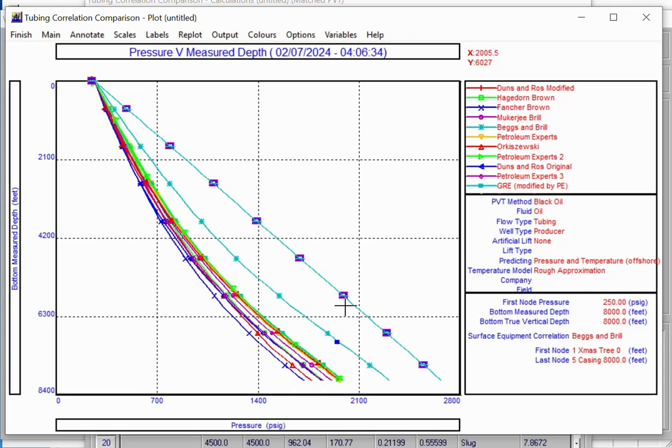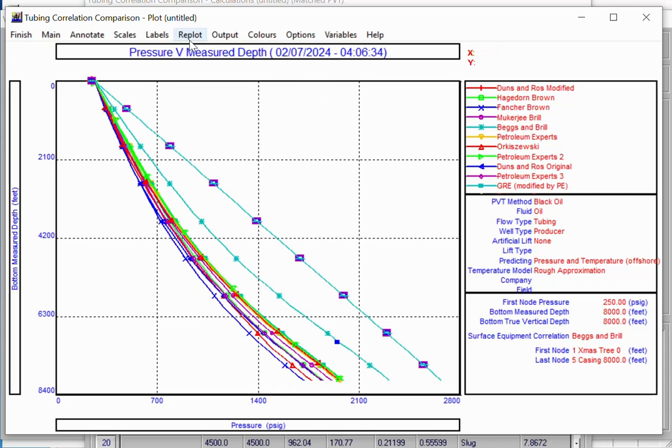Which one is this one? This screen is not showing everything. Okay, but just one of them is actually matching perfectly. I don't know how that happened, but I think it's actually something good for us. And this is Beggs and Brill. Yeah, that's Beggs and Brill. So Beggs and Brill is giving us the perfect match.